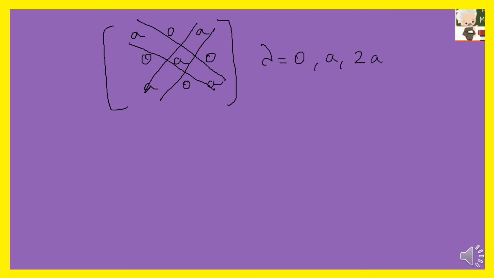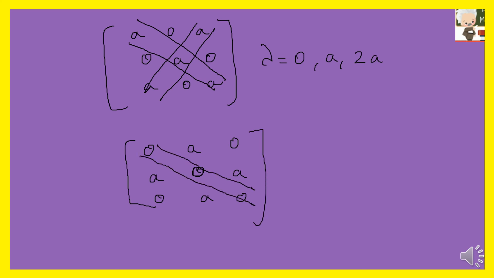Okay, then your eigenvalues are 0, a, 2a. Next trick: if your diagonal elements are 0 and the rest of the elements are present, something like this: 0 a 0, and the next row 0 a 0. Here your diagonal elements are 0. If you detect a matrix of this kind, then lambda is equal to 0, plus or minus root 2a. 0, plus or minus root 2 into a.